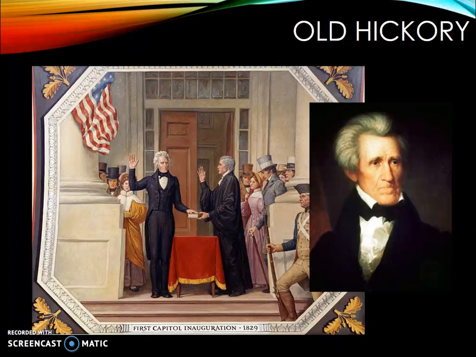A few years later, his other brother got scarlet fever or something like that. He got some disease, and while his mother was taking care of him, she got it, and they both died. So before Andrew Jackson was even 8 years old, his entire family had died, and it was only him left.